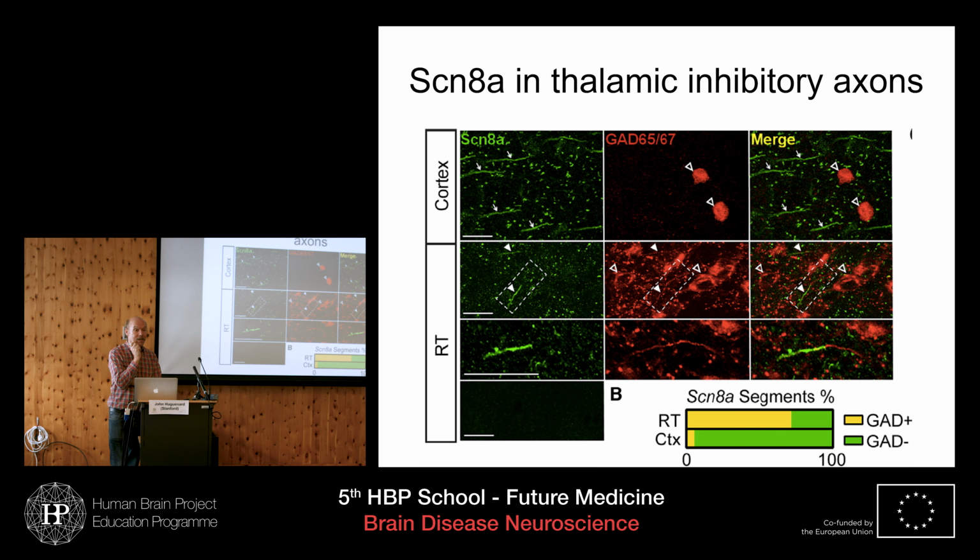This is now looking at the location of the 8A protein in different neurons in different cortical areas. So this is immunostaining for that 8A protein. And you can see these beautiful segments in the cortex. These correspond to the axon initial segment, which is where the axon first leaves the pyramidal neurons in the cortex. And so there is high expression of 8A in that part of those cells.